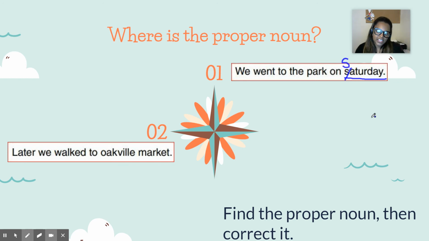Yes. Now let's look at our second example. Later, we walked to Oakville Market. Now, back to that hint. The proper noun can have more than one capital. It names something special. Now, if I say go down the street, that's regular, but Oakville Market is special. It's a place. It's specific. So this O needs to be capitalized, and this M needs to be capitalized. So now: later we walked to Oakville Market. That's the right way to write that.